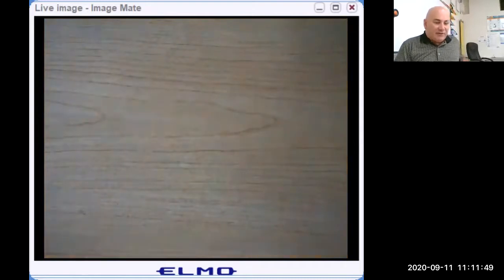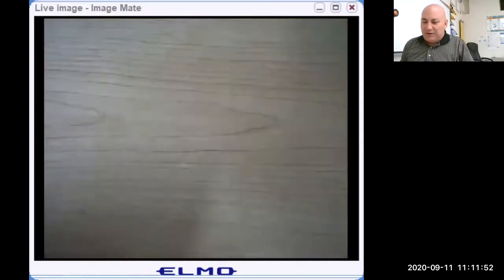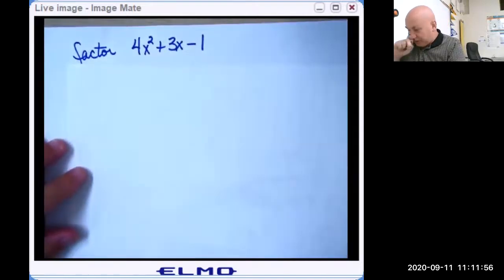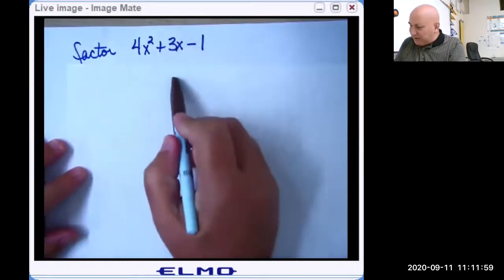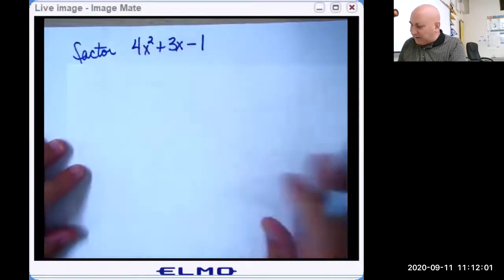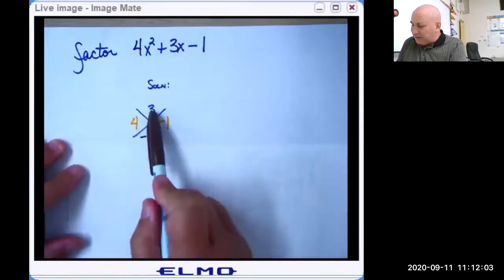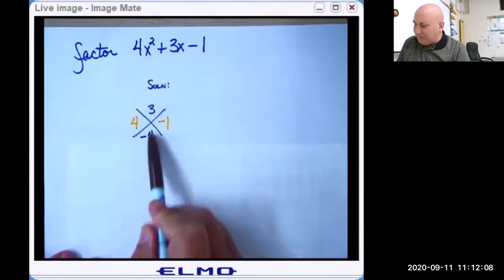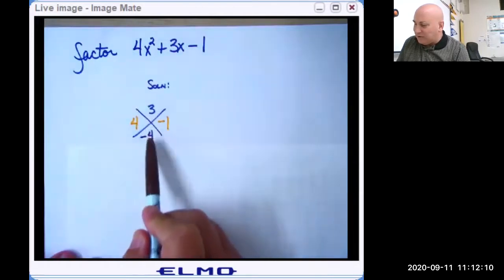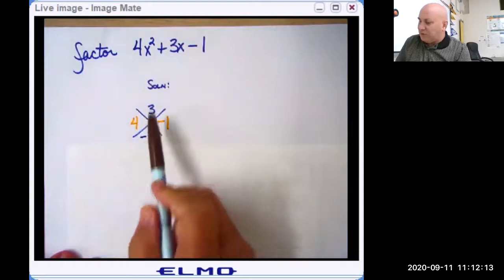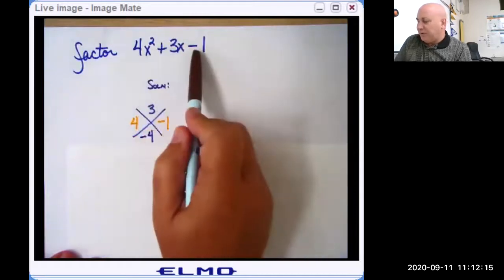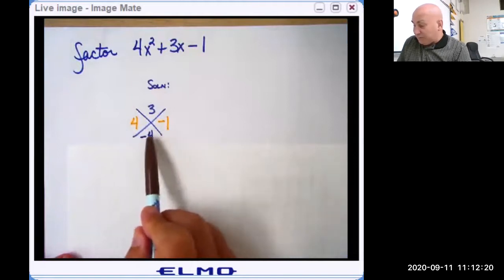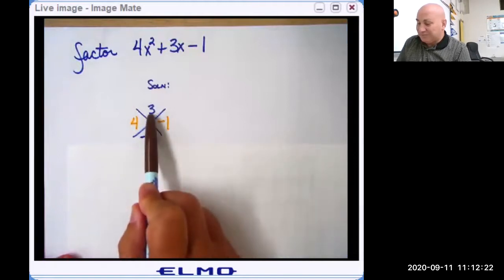If I want to factor the polynomial 4x squared plus 3x minus 1, again, I bring the 3 down, and then 4 times negative 1 is negative 4. So there's my 3, there's my negative 4. I need two numbers that multiply to give negative 4 and add to give 3. How do you remember that it's multiply to give this? Well, you got this number by multiplying the 4 and the negative 1. And then actually, 4 and negative 1 multiply to give this, add to give this.